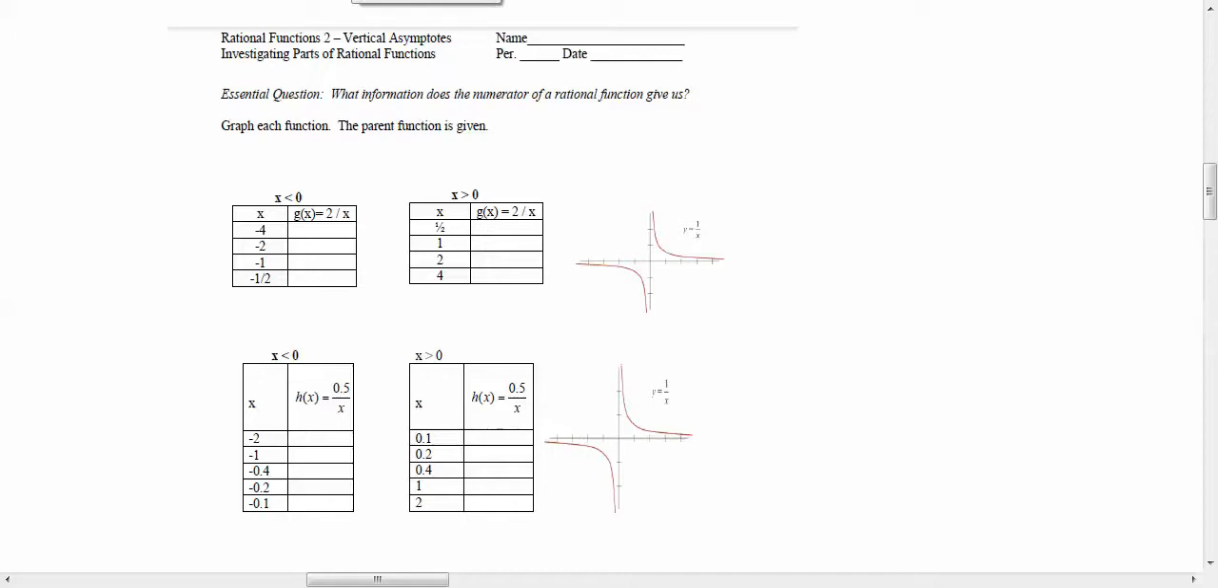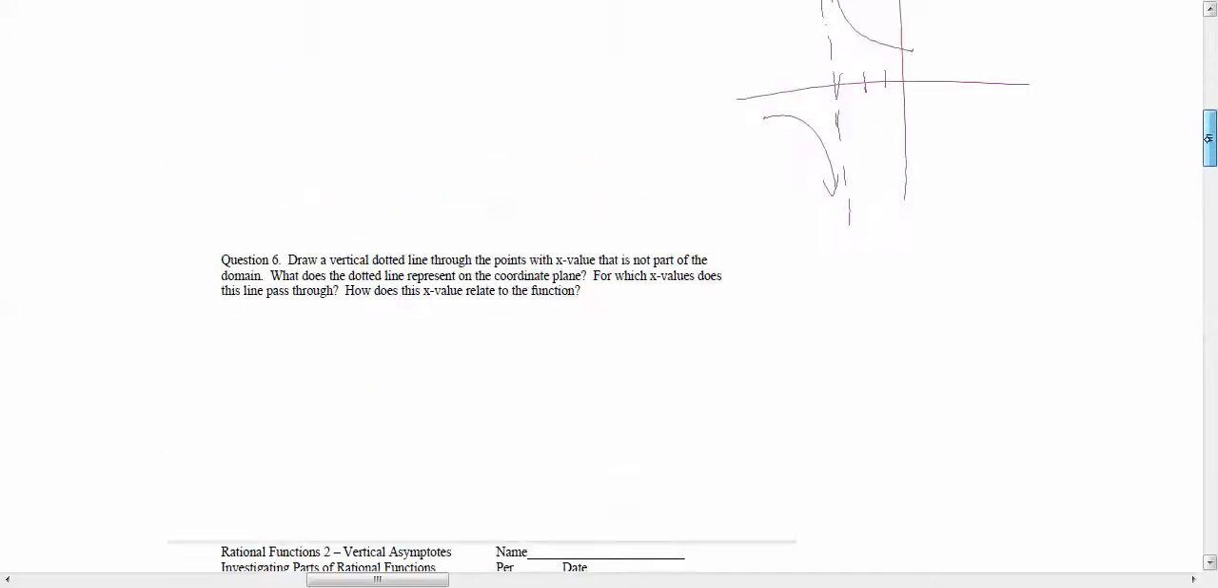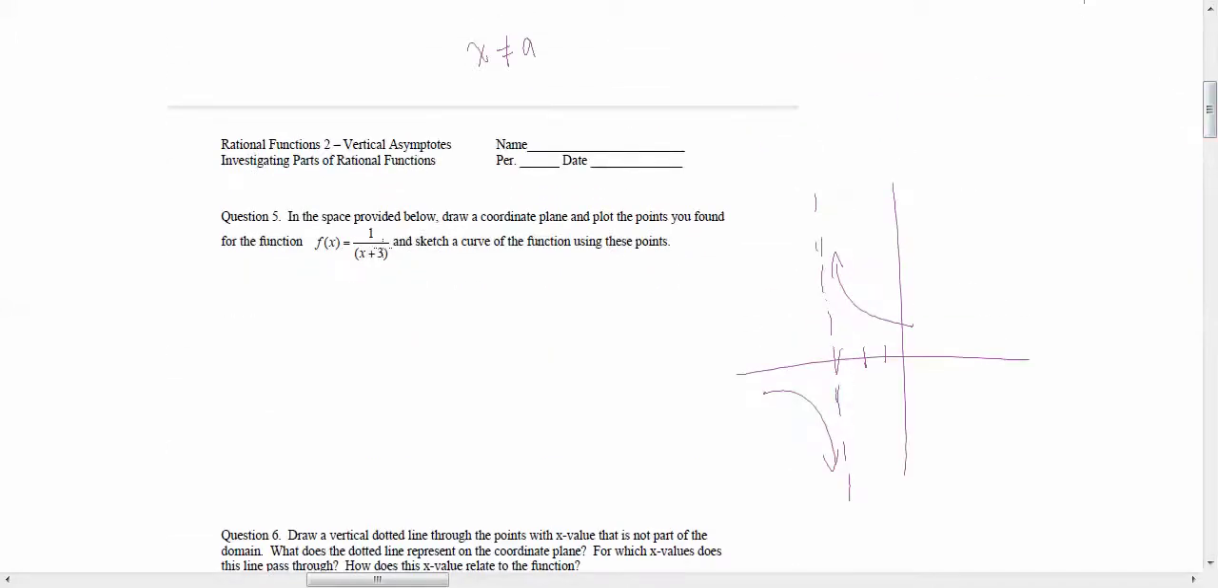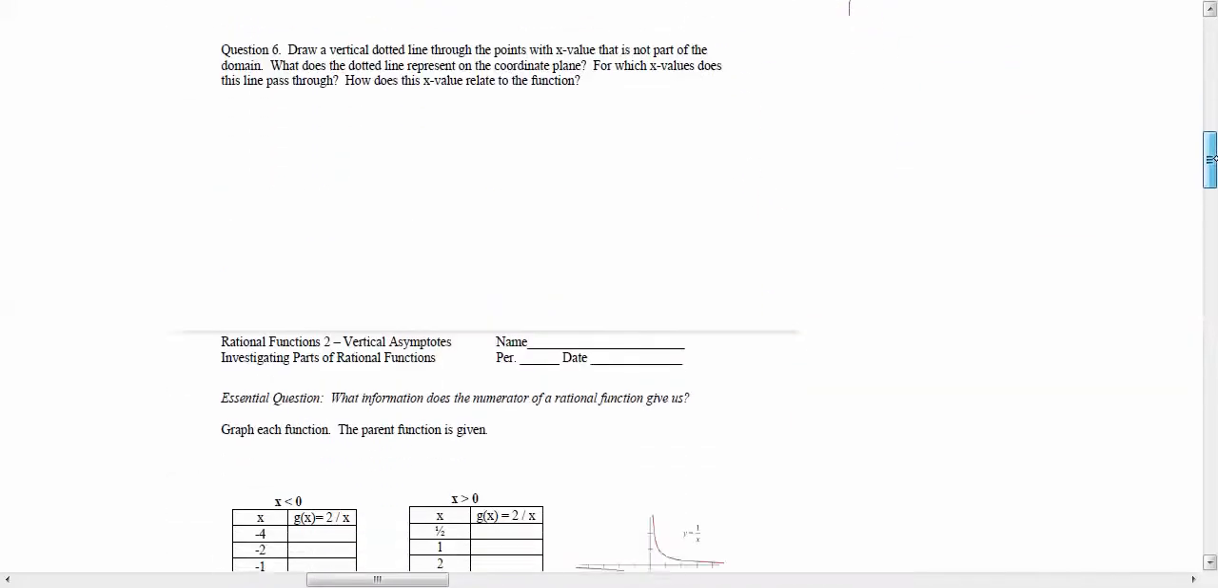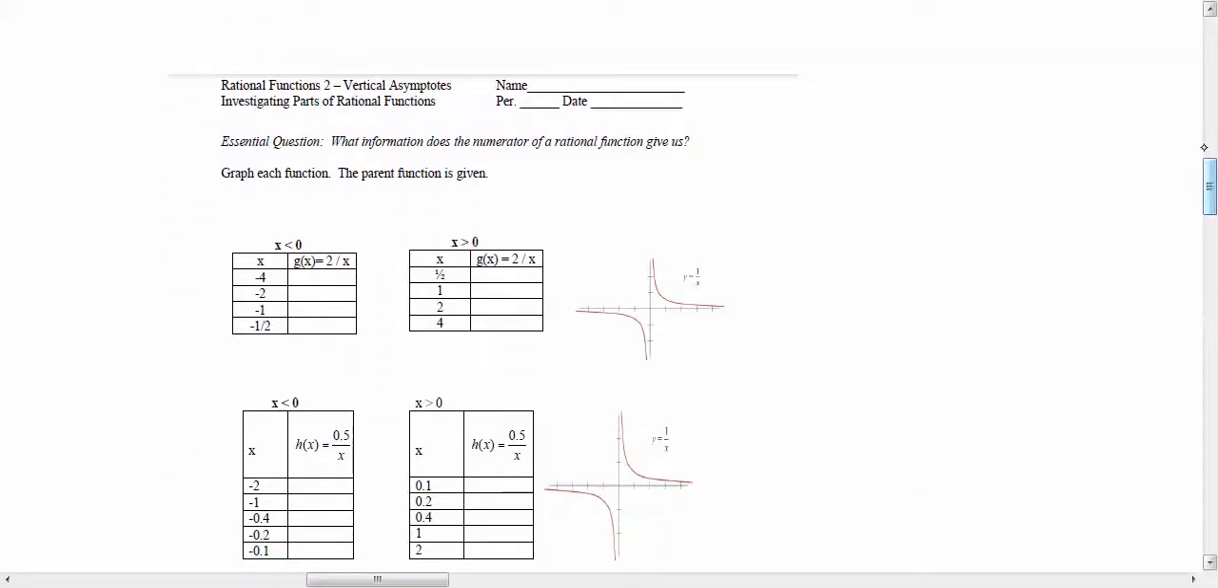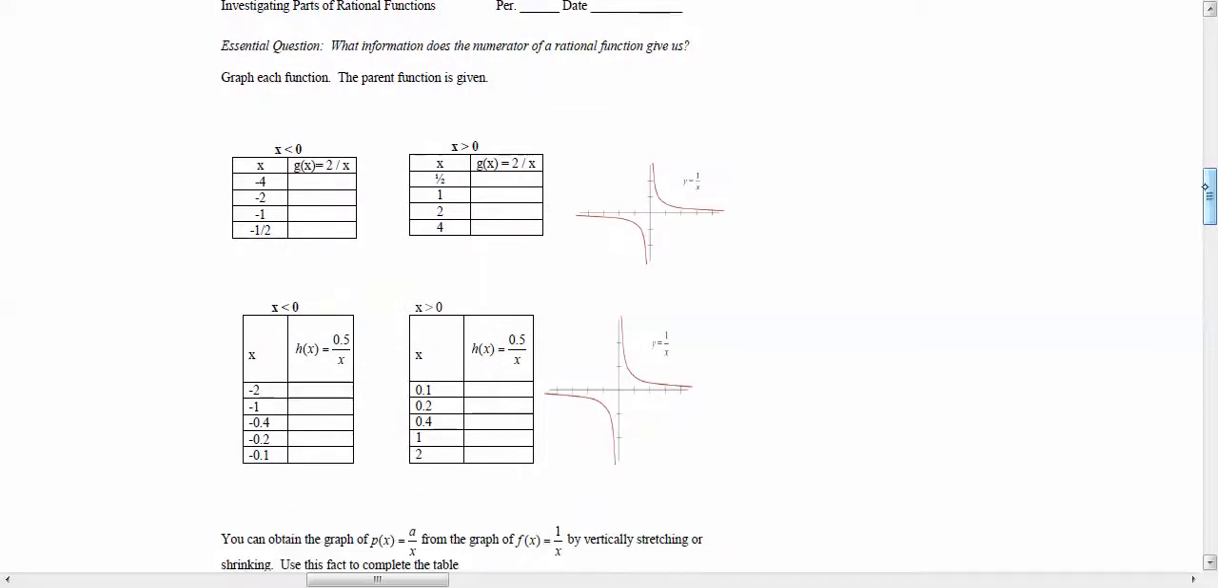We kind of talked about moving our vertical asymptotes right and left by putting a plus or minus number inside the parentheses. Now what I want to do is talk about transforming my vertical asymptotes by putting a number in front of them. So let's take a look at this.